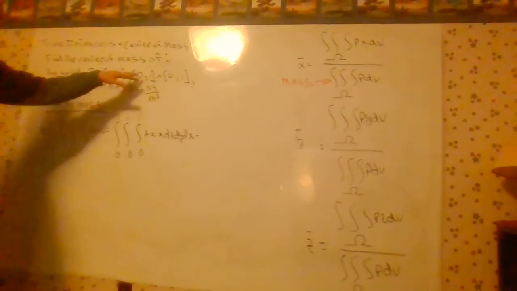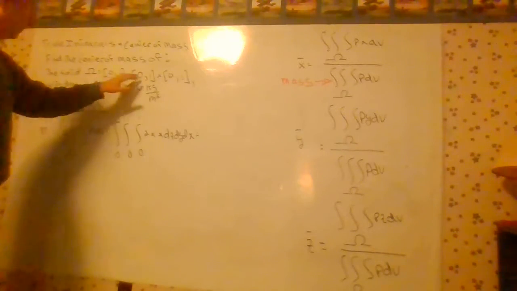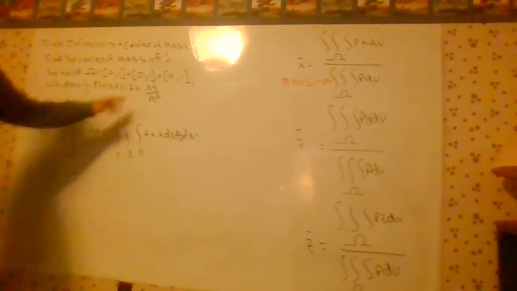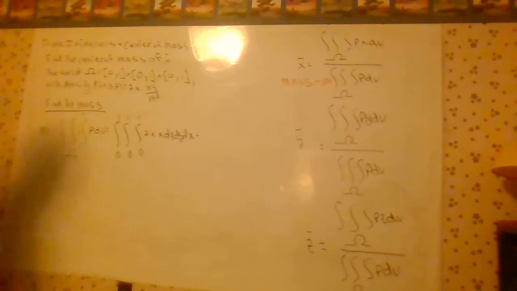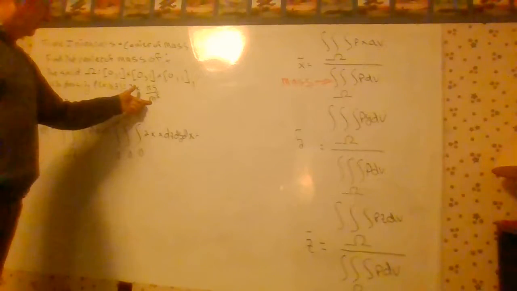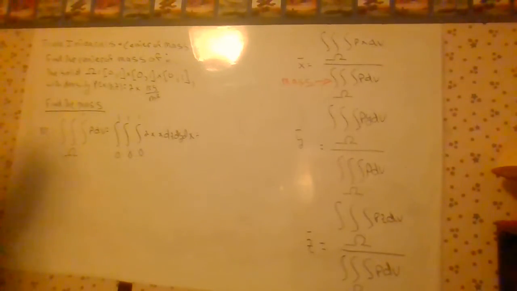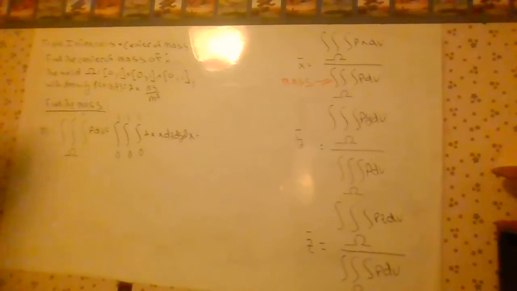Consider this familiar solid region, this Cartesian product, 0 to 1, 0 to 1, 0 to 1, a unit cube. And suppose we have density 2x kilograms per meter cubed. This is a mass per unit volume density, which we're used to in the physical sciences because we have a solid region. Let's find the center of mass.